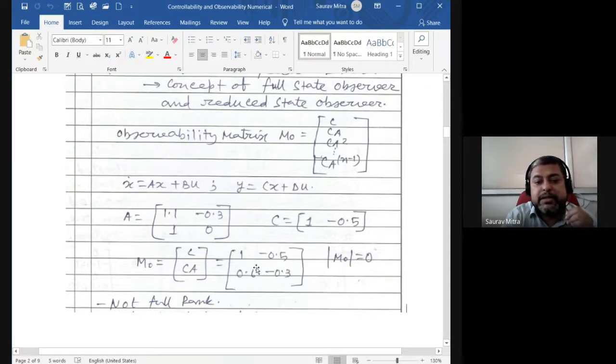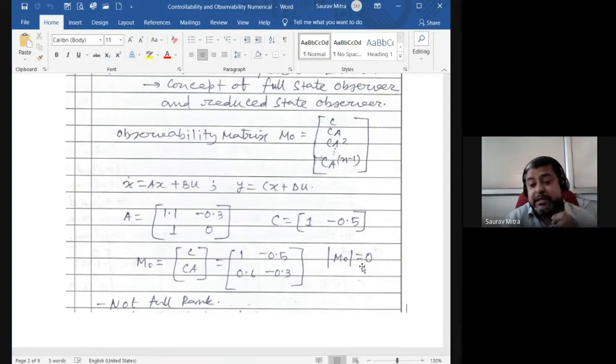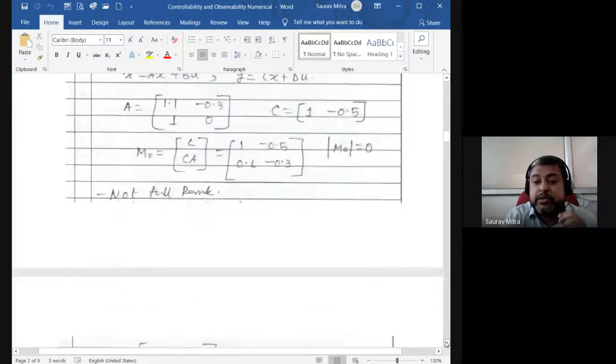What we have found out is this determinant, if you find, so 0.3 into 1. So this is minus 0.3 into 1 is minus 0.3. And plus of this, so minus 0.3 or plus 0.3, they cancel each other. So MO is equal to 0. So whenever you are finding determinant is equal to 0, that means system is not completely state observable, because it is not full rank. So whenever the determinant is coming to be 0, that means this matrix will not be producing full rank.